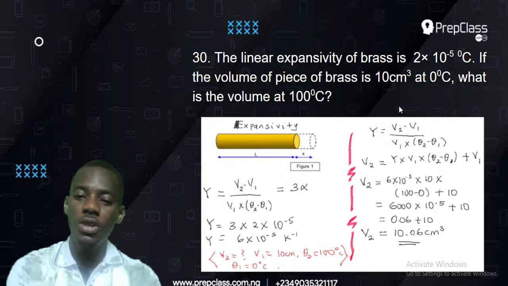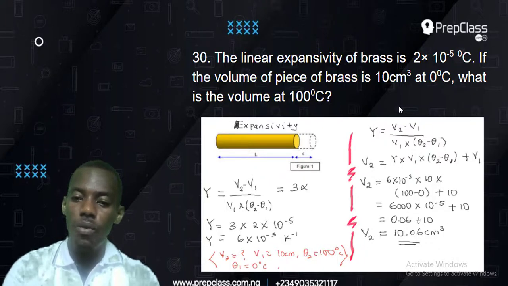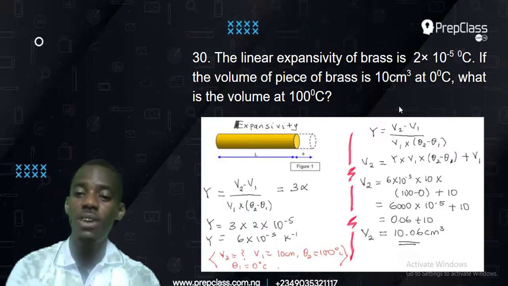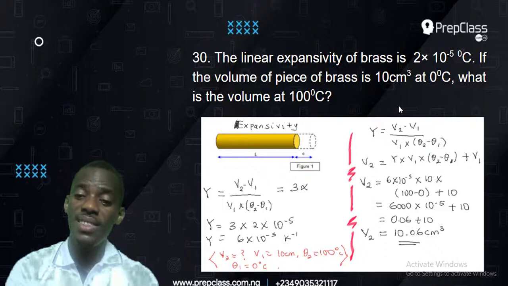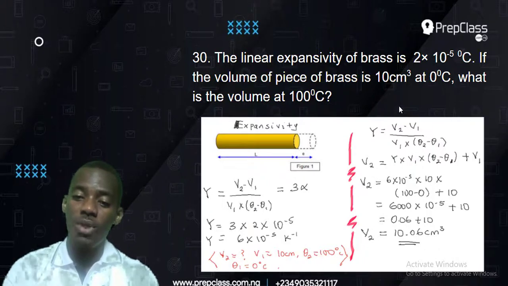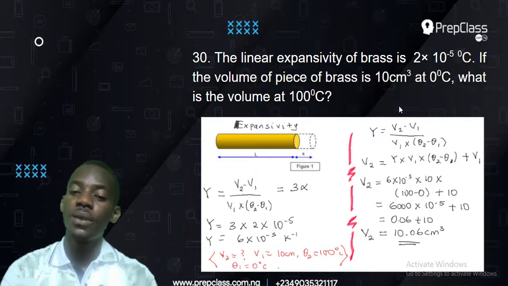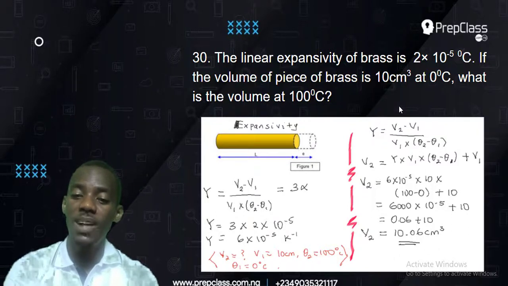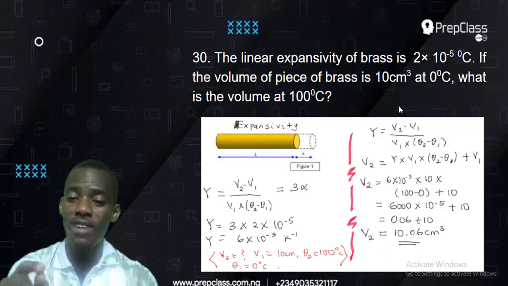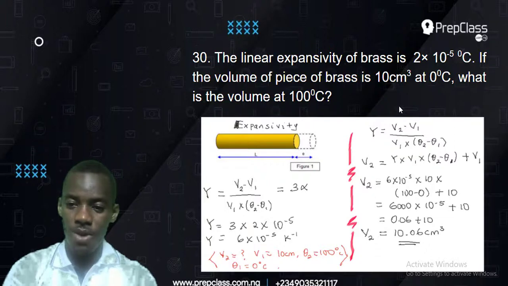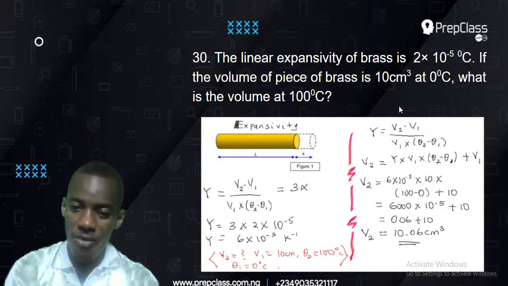Now, put it into the formula for volume expansivity. Y, the volume expansivity, equals V2 minus V1, that's volume 2 minus volume 1, over volume 1 times temperature 2 minus temperature 1. Now we have to find V2, right? So if you cross multiply, your V2 will become volume expansivity times V1 times theta 2 minus theta 1 plus V1. So that is my formula for V2.